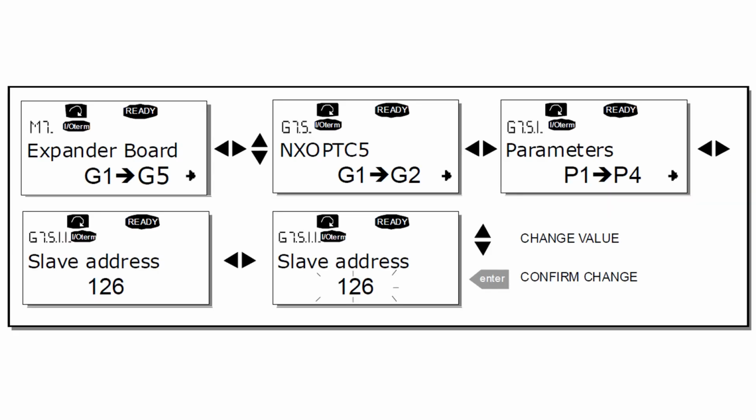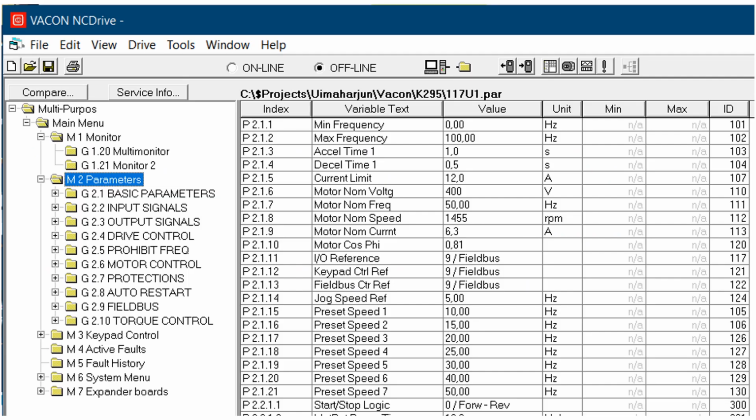Commissioning. After installation of the PROFIBUS card it must be parameterized. You need to set the slave address, baud rate, PPO type and operate mode. To access these parameters you need to navigate to the menu M7, Expander Boards, then navigate to G7.5, OPTC5 and G7.5.1, Parameters. Parameters need to correspond to those that are set in the Siemens hardware configuration.